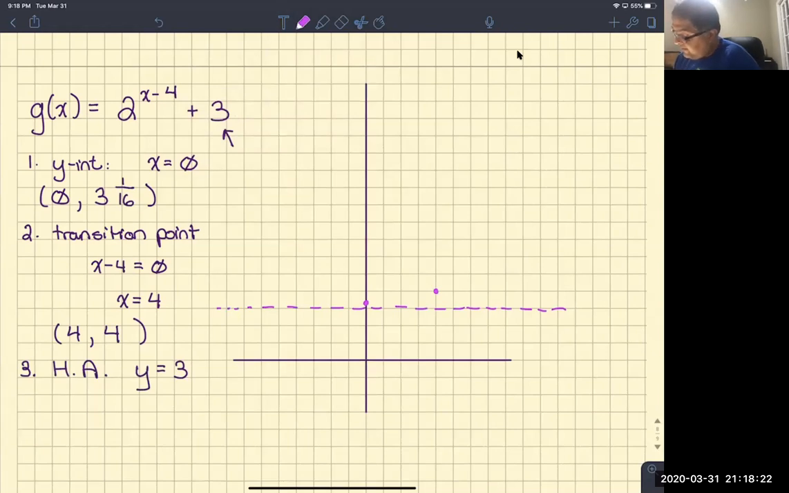And then I draw. So from the transition point onwards, it's going to shoot up pretty fast. Then to the left of the transition point, it's going to get closer and closer to my asymptote. And this will be the graph of 2 to the x minus 4 plus 3.